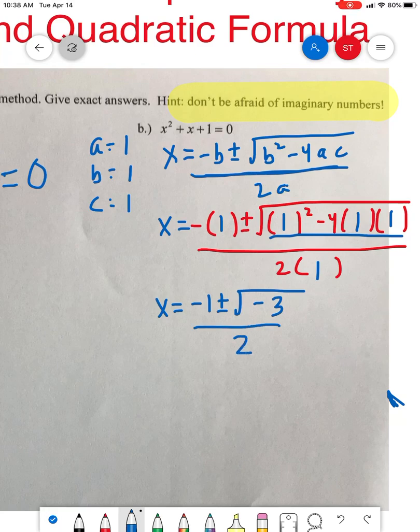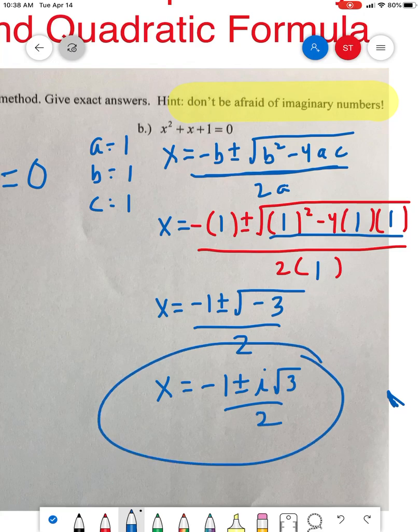Okay, again, we can't have negatives in there, so you remember imaginary numbers. Negative 1 plus or minus. To pull out that negative 1, you take out an i, radical 3 over 2. I love it. There's your answer.